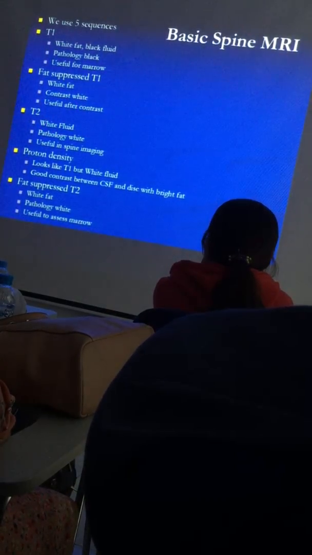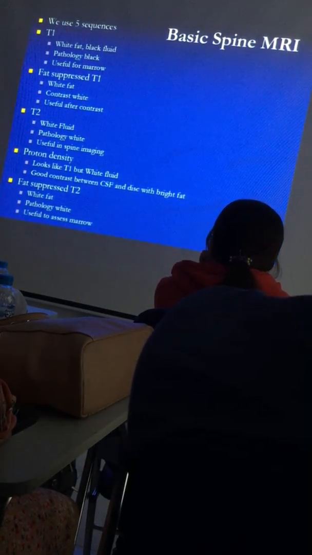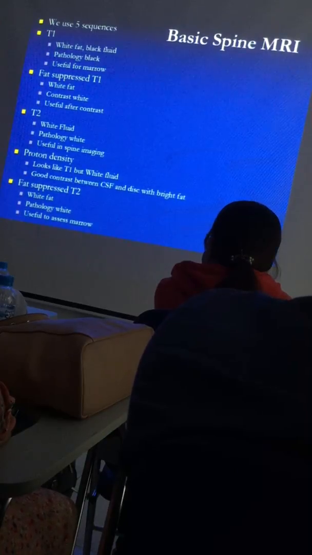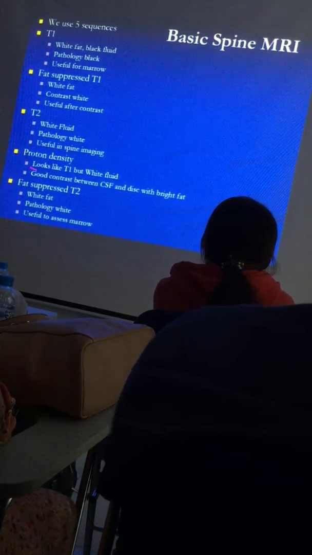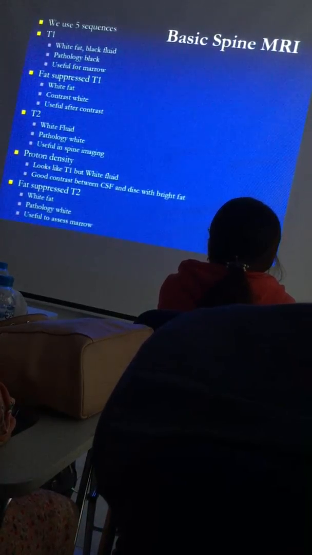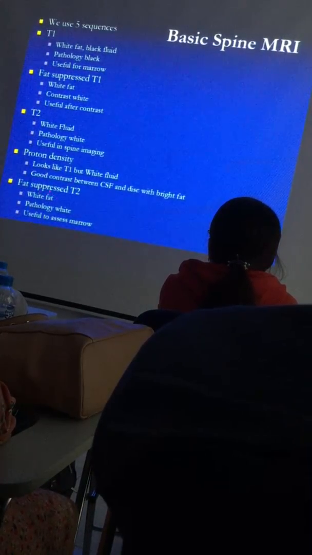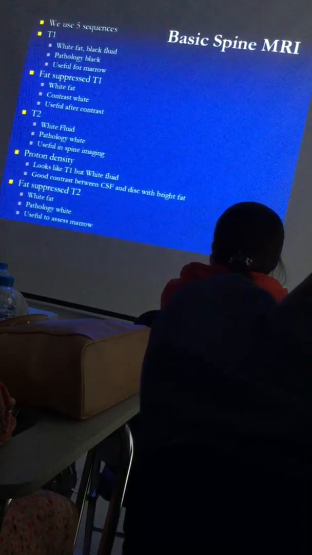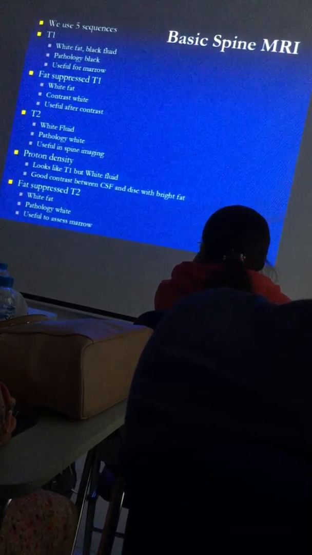The T2s give us white fluid in the CSF. It allows us to look at the nerve roots clearly, and we hardly ever use PD in the spine, I don't anyway, and we use fat suppressed T2. Really, I find that incredibly useful when we're looking at mainly infection.